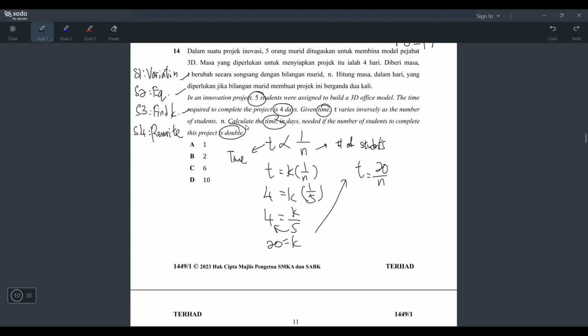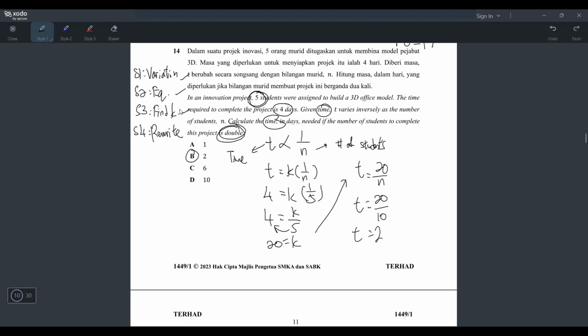But then they said calculate time, which is calculate T, needed if the number of students is double. So the number of students is 5 students. So double now, it becomes the number of students is 10 already. But the 10 has to be substituted inside N, not inside T. So T is 2. So the answer is B.